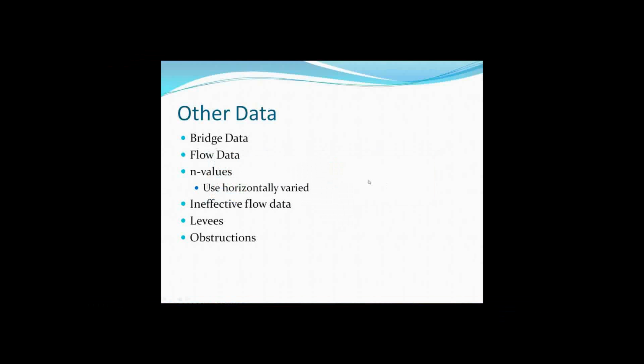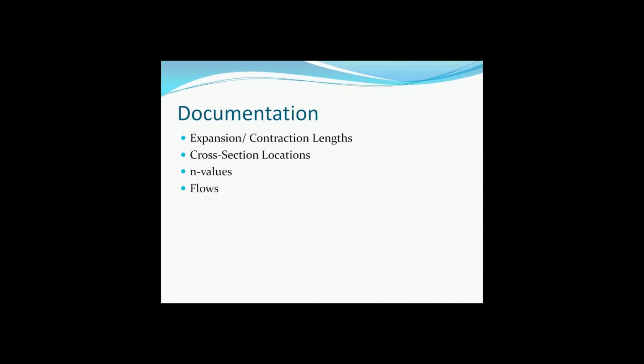So the other data you're going to have to gather is going to be your bridge geometry, your flow data, N values, and you probably ought to be using horizontally varied N values. And then you'll have to get some ineffective flow data possibly, and if your road is acting as a levee or you've got some homes that are acting as obstructions or anything like that, you'll have to come up with that. You're nowhere close to having your model completed, but you've at least got your raw ground data into HEC RAS.